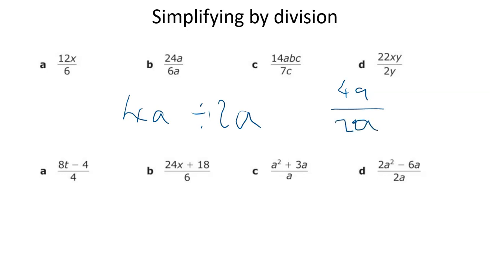You can just rewrite that as 4a over 2a like that. I find that easier to see the cancelling style when it's in a fraction rather than a divide. So I recommend you do that first if you've got a question written with a divide sign. Each of these we're going to treat the numbers separately to the letters. So we're just going to do all the numbers.